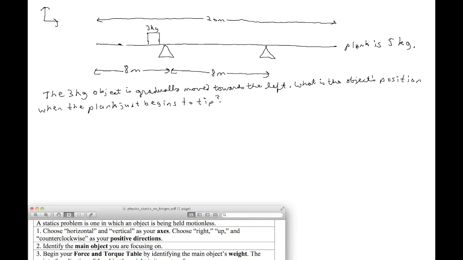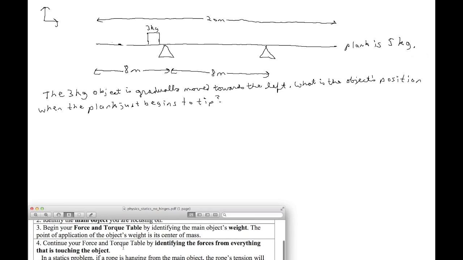Because remember, this is a statics problem, and the question is, what does it take for the plank to remain motionless? I can see why you would think of the weight as the main object, because the question is focusing on that. But actually here, what we're treating as the main object is the extended object, the object that's extending over space that has to be held motionless. So in this case, we would say the plank is the main object. All right, then we begin the force and torque table by identifying the object's weight and its point of application.